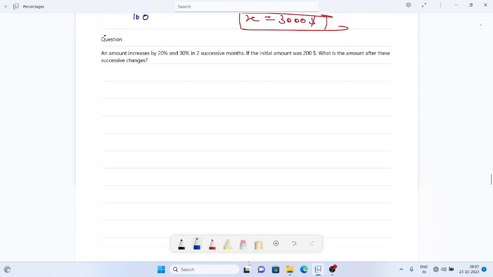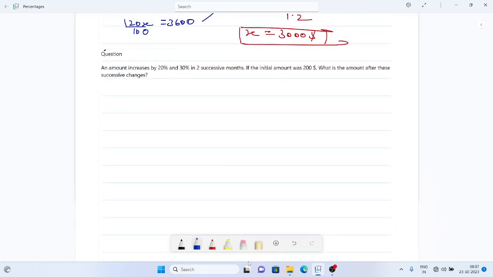Done? Okay, now move on to the next question. An amount increases by 20% and 30% in 2 successive months. If the initial amount was $200, what is the amount after these successive months? So this is a question of compound change, because there are 2 increases in the initial value.